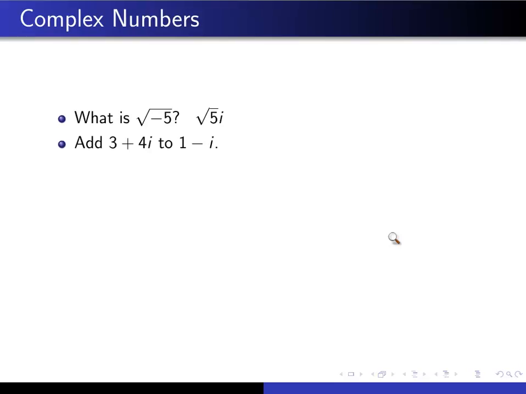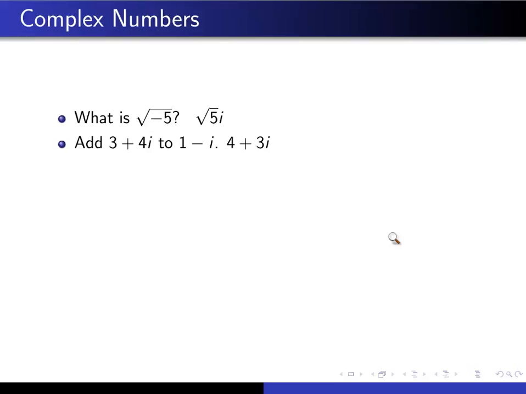Add 3 plus 4i to 1 minus i. So, these questions are just introducing how we manipulate complex numbers, how we write them down. And the answer is 4 plus 3i.